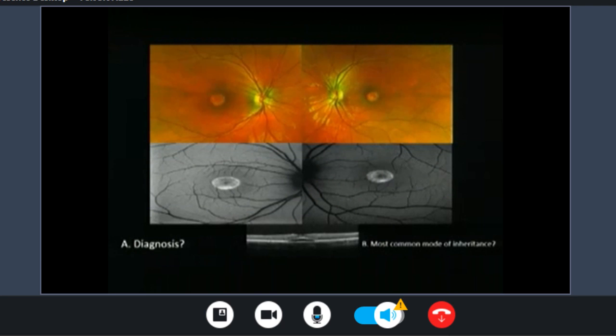Question three. This is an 80-year-old boy referred for evaluation of macular lesions. What is the diagnosis? And what is the most common mode of inheritance?